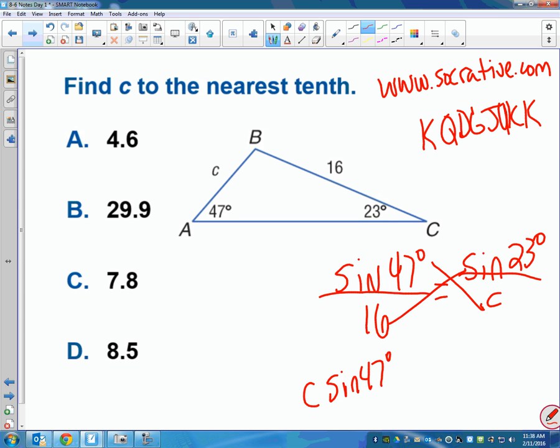And then this would be 16 times sine of 23. So what did you just tell me you typed in your calculator? Sine of 47 divided by that. And that's wrong, right? Then what should you be doing to solve for C? No, you're right, you would divide, but you said you did sine of 47 divided by this. Shouldn't you be doing this divided by sine of 47? You see what I'm saying?